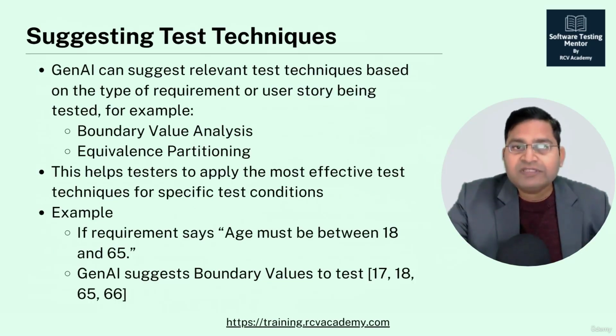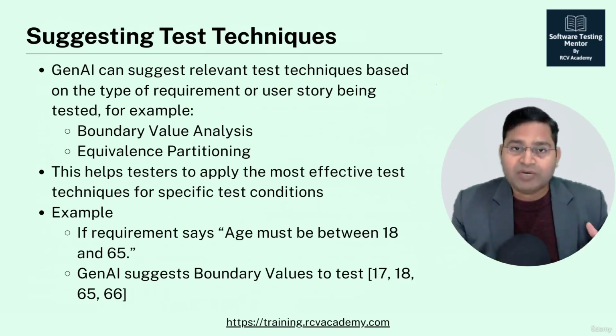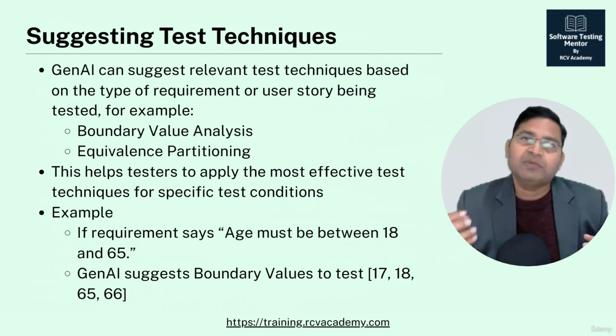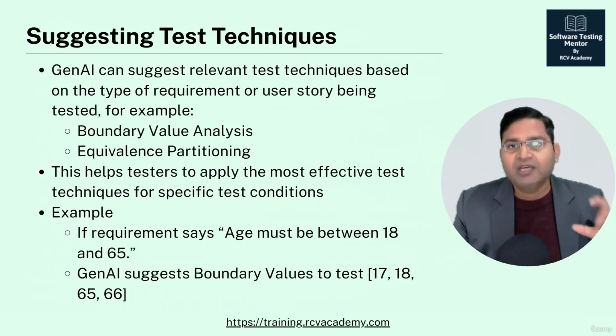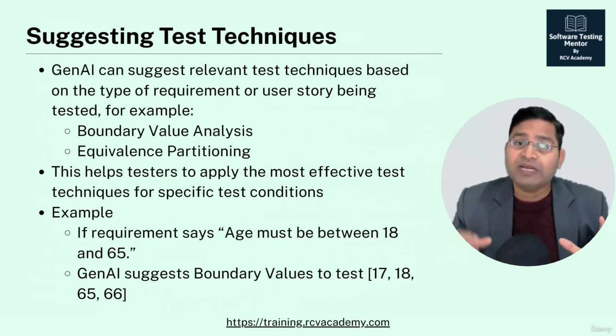Then it also helps in suggesting the test techniques, not only the test conditions, but the test techniques. So Gen AI can suggest relevant test techniques based on different types of requirement or user story being tested. For example, it can suggest whether you should use boundary value analysis or equivalence partitioning based on what goes into the user story. And this helps the tester to apply the most effective test technique for a specific test condition.